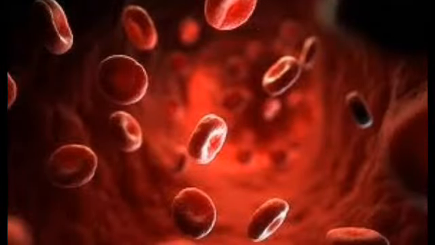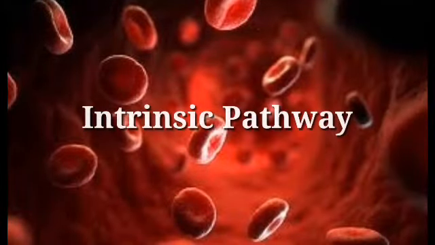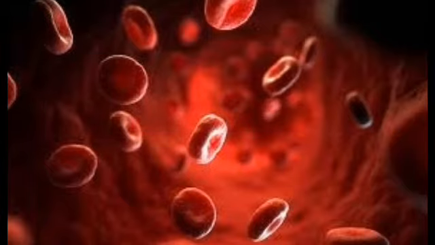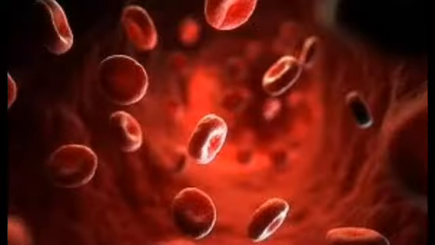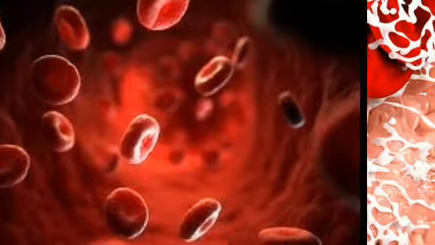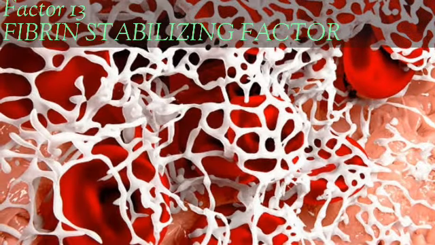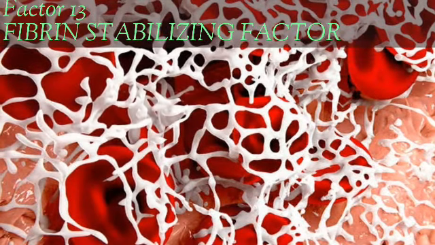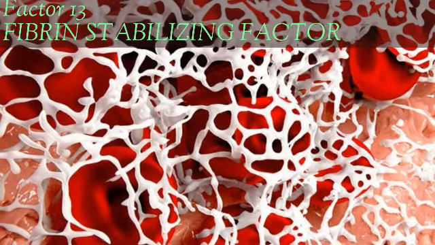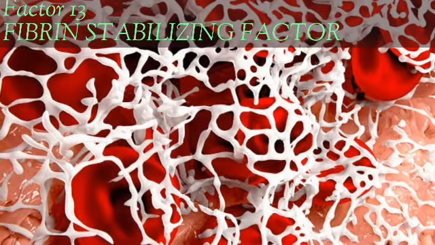Come, let's have a look at the father of the family, that is the intrinsic pathway. As we already told, the whole family is the coagulation cascade. Cascade means waterfalls, waterfalls from a greater height. So let's take the clotting factors in descending order. First comes factor 13, that is the fibrin stabilizing factor. But as the name suggests, it comes into action only after the formation of fibrin.